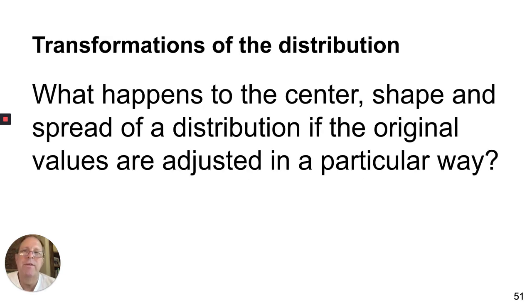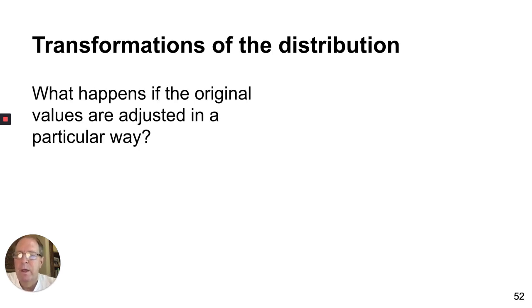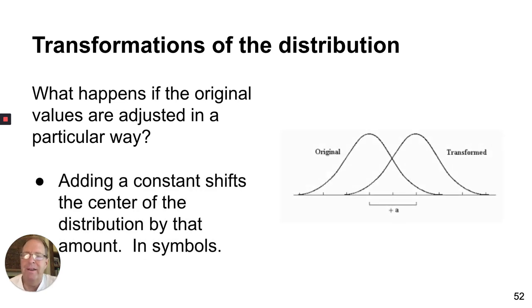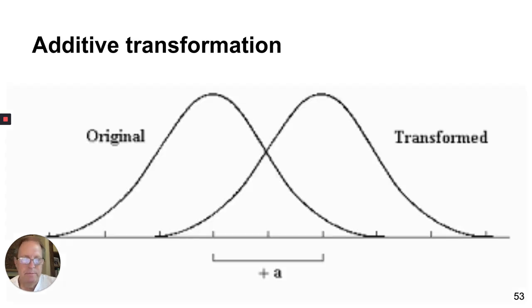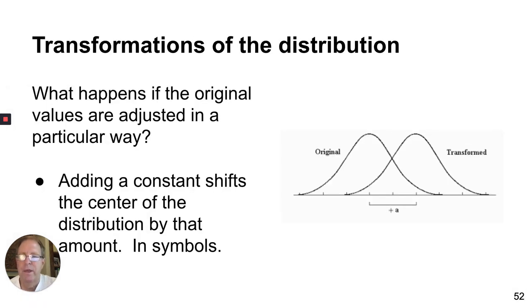Transformations. We're getting to the last part of this slide, but this is also very important. What happens to the center, shape, and spread of a distribution if the original values are adjusted in a particular way? Suppose that I add a constant to all the values in the original distribution. Adding a constant shifts the center of the distribution by that amount. In fact, it shifts all locations in that distribution by that same amount.